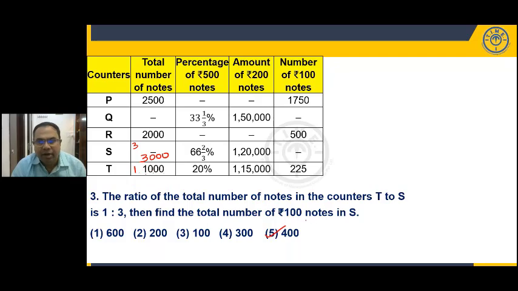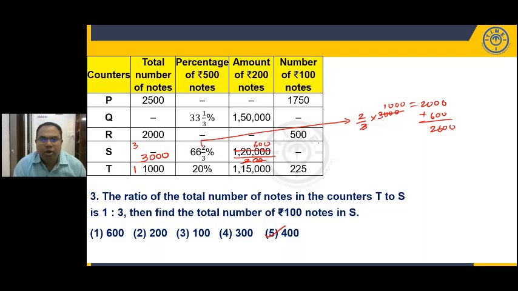Find the total number of 100 notes in S. Now we can do this. Total number of 100 notes. So this is 66 2 by 3%. So 2/3 of 3000 is 2000. How many 200 rupee notes? Amount divided by 200, so 600 are 200 rupee notes. 2600 total. Total notes 3000. Subtract 2600. 100 rupee notes are 400.